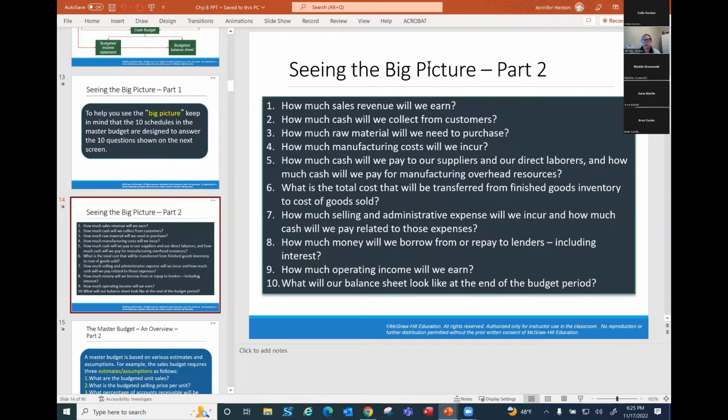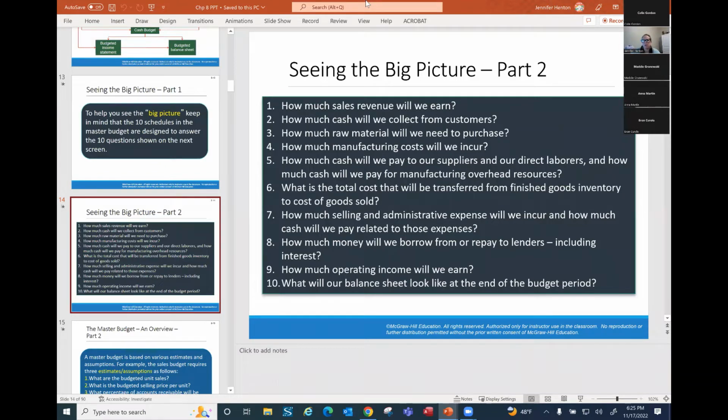And a lot of this is what we talked about on that other screen, walking through those different budgets, and why you have to know how much sales. Why do you have to know what to purchase? Well, you have to know how much to purchase in order to be able to produce the product. So we buy in that raw material and make it into something else.